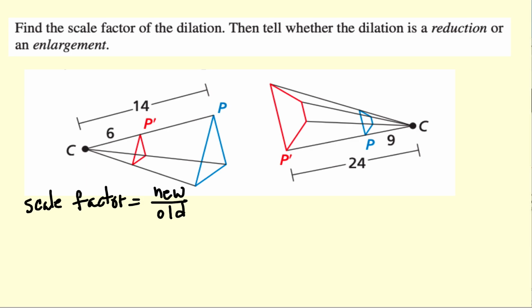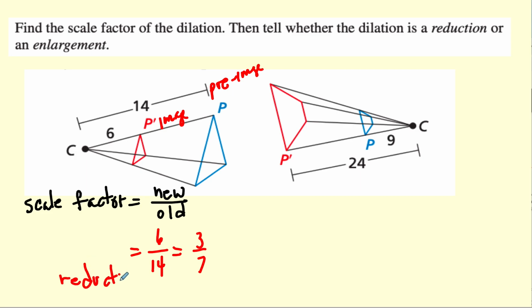Let's find the scale factor of these. So this is a triangle and another triangle. I can see this is the pre-image because it has just the P, and I can see this is the image. Okay, and I'm going to do the new distance. The new distance is 6, and the old distance is 14. And if you reduce that, 2 goes into there 3 times, 3/7. 3/7 is a number between 0 and 1. This is definitely a reduction. So anytime the scale factor is between 0 and 1, we know that the figure is getting smaller.